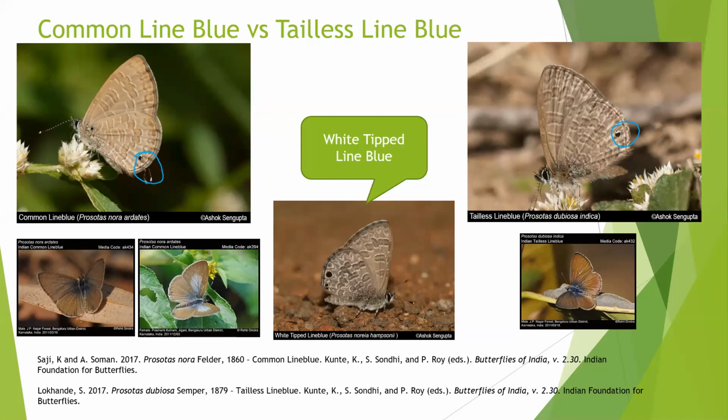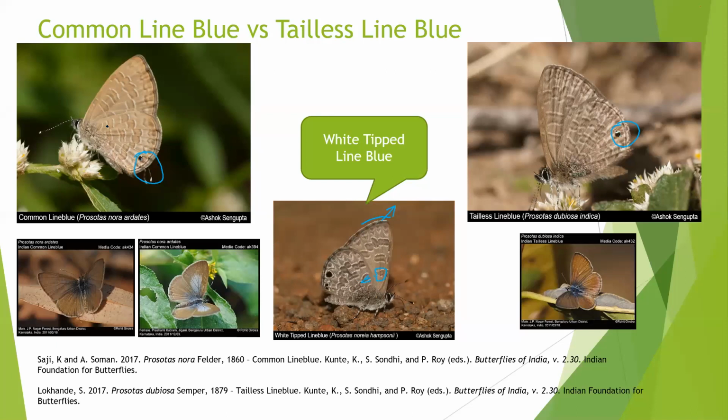And of course, one more thing I have to say is how it is different from the white tip line blue, which is also found in this same locality. It is a bigger insect than the common line blue and the tailless line blue. The difference is, first of all, the cilia is white and the tip of the apex of the forewing is white, as I have told here. And second, a more distinguishing feature is this cell band, which is restricted to the cell, and it does not go beyond this.